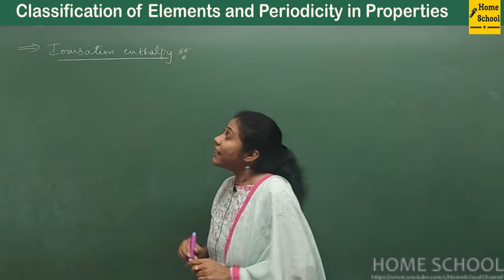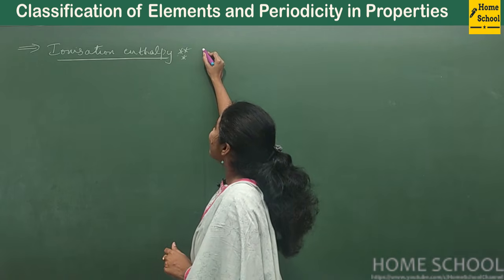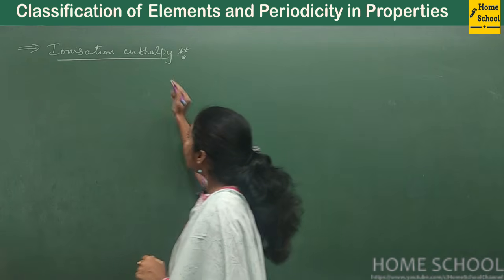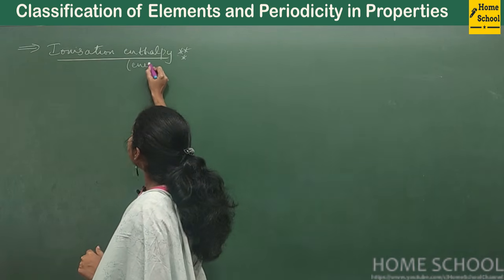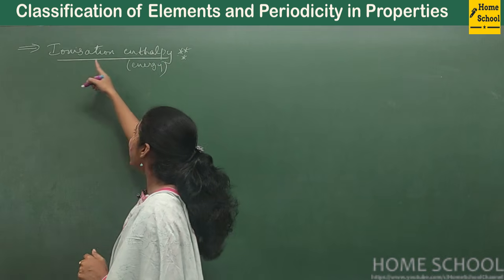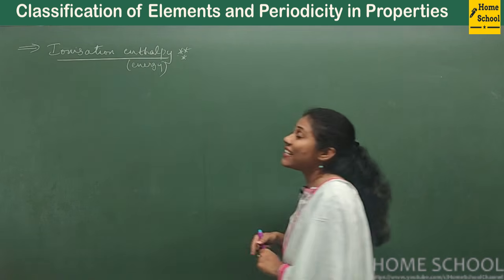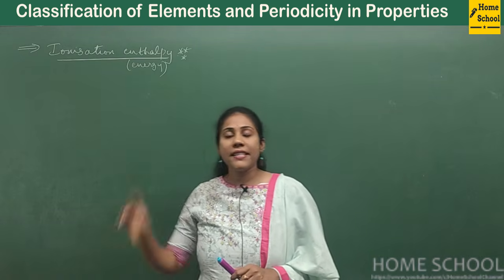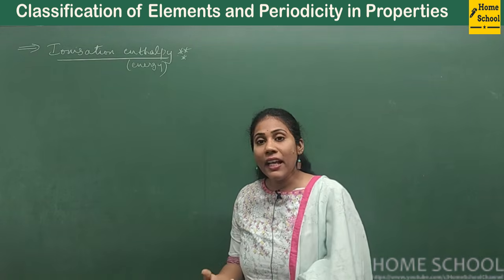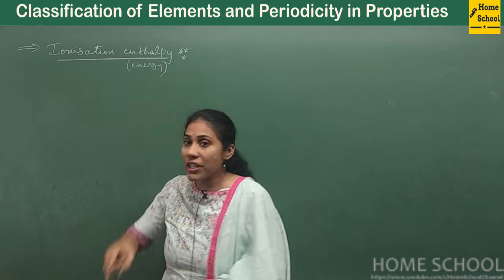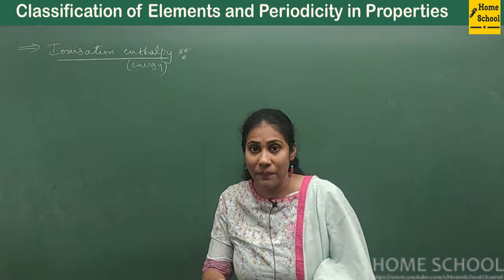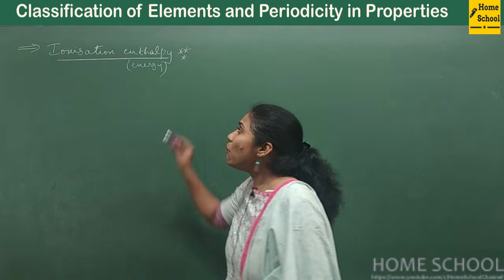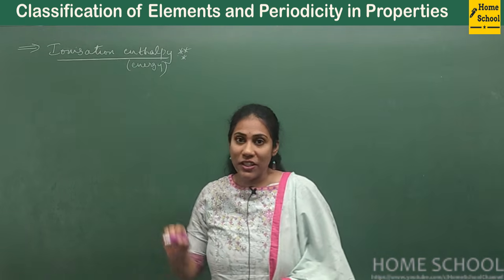Ionization enthalpy is also called ionization potential. The word enthalpy means energy, so we can also call it ionization energy. There are so many words, but the meaning is the same: ionization enthalpy, ionization energy, ionization potential. Three different words, but the meaning is the same. So what do you mean by this ionization enthalpy?